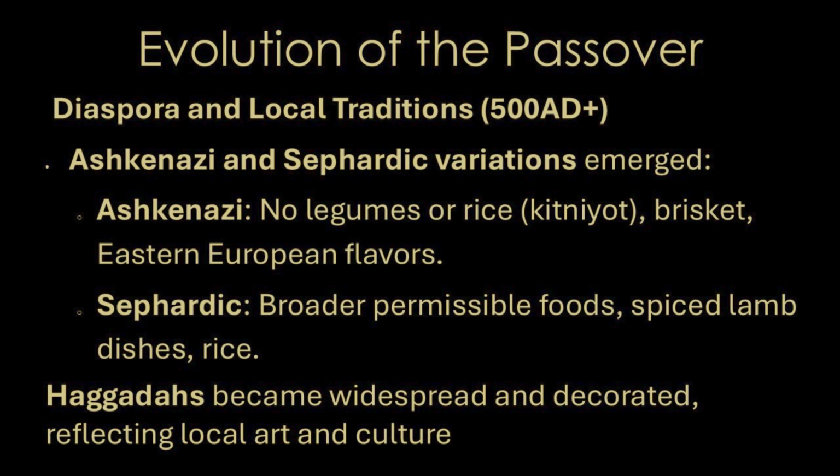Of course, we have the diaspora and the local traditions. So you've got the Ashkenazi, you've got the Sephardic variations. Those are just two groups, but what we're seeing is regions start coming up with their own traditions. That's one of the interesting things when you look at how American Jews celebrate, how religious Orthodox Jews in America celebrate versus secular or religious in Israel. Everybody has their own way of doing it, their own recipes, so it varies quite a bit.